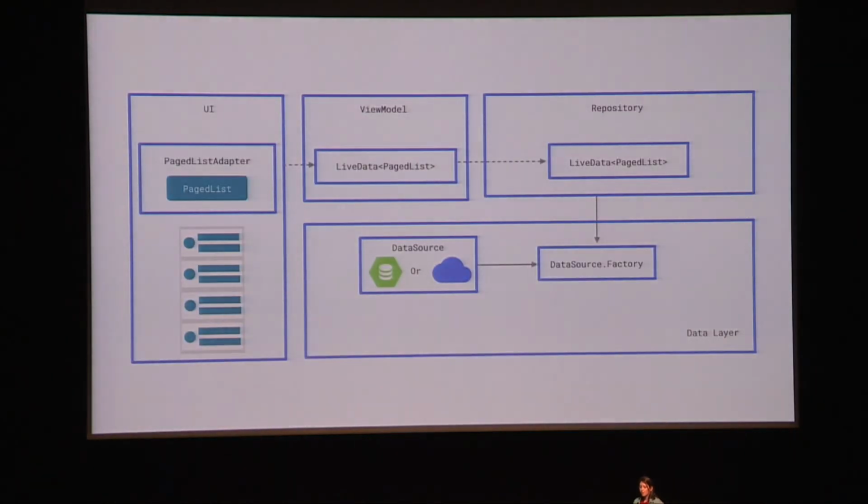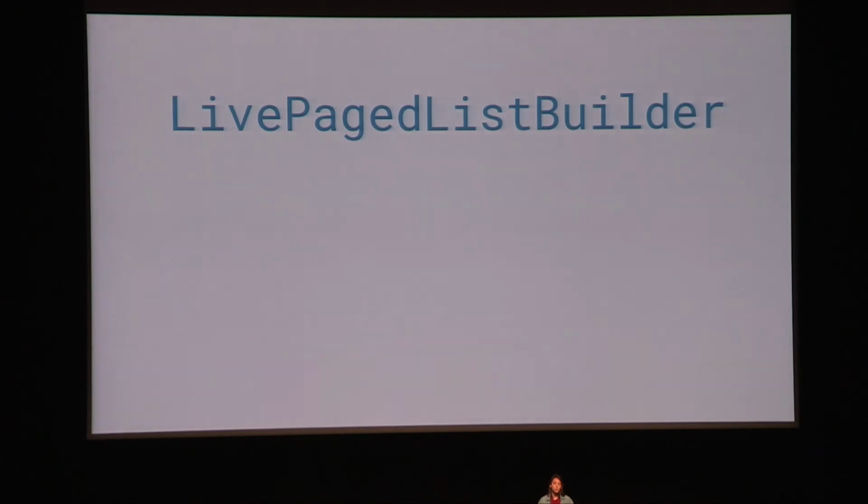Okay, so looking at our diagram again, we see that we have a live data of a page list, we have a page list adapter, and also a data source factory that gets the data from a data source. The data source can either be the database or the network. But what we haven't done is actually construct that live data of a page list. And this is done with the live page list builder.